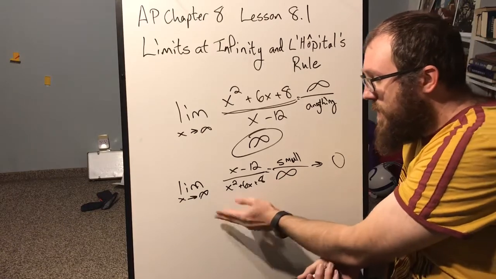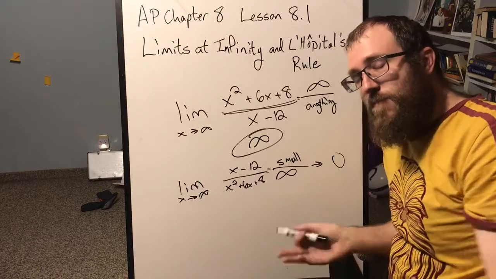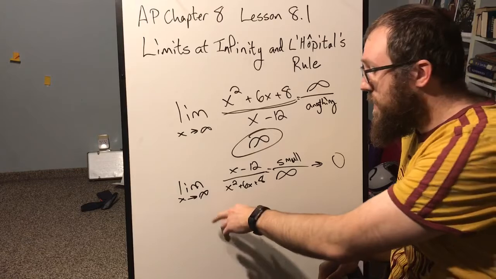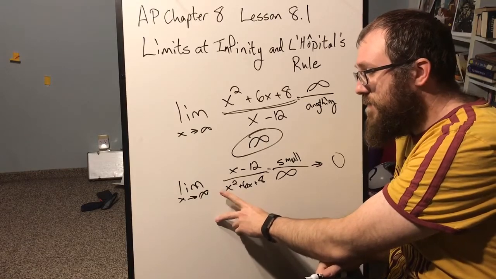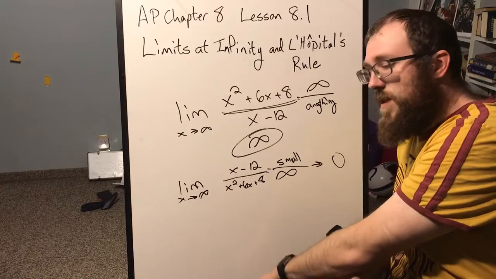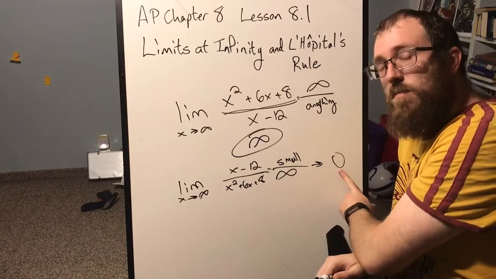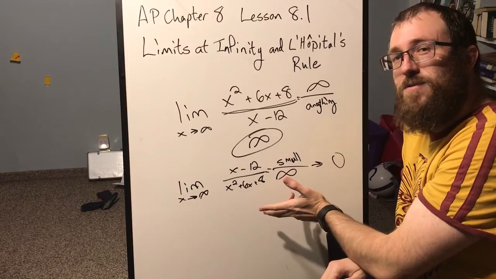Now, the fun thing with the denominator winning is it doesn't matter if the denominator is positive or negative. If you have a positive leading coefficient or a negative leading coefficient, 0 is 0. So it makes no difference whatsoever.